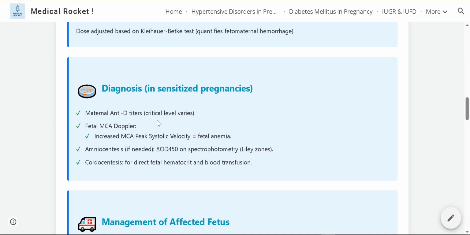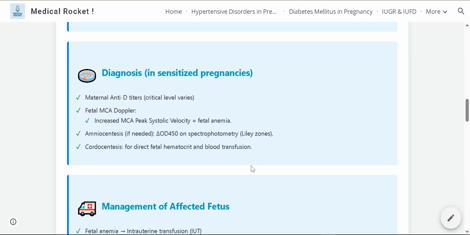Then, fetal surveillance. Doppler ultrasound of the middle cerebral artery, or MCA Doppler, is the gold standard. Increased MCA peak systolic velocity suggests fetal anemia. If needed, perform amniocentesis. Measure delta OD 450 on spectrophotometry to determine the Liley zone. For definitive assessment, use cordocentesis to directly measure fetal hematocrit and to perform intrauterine transfusion if necessary.